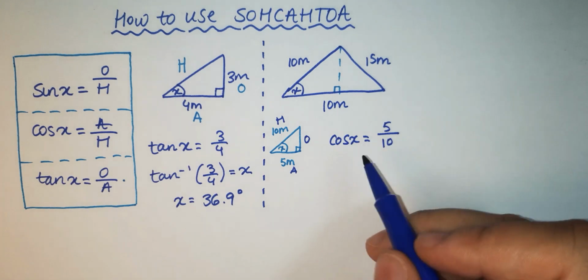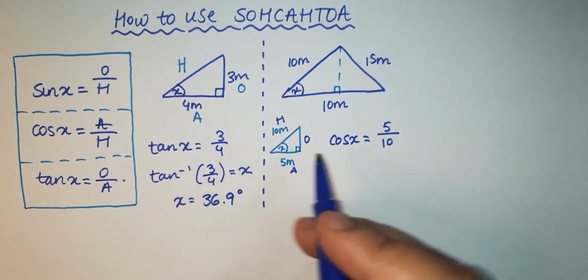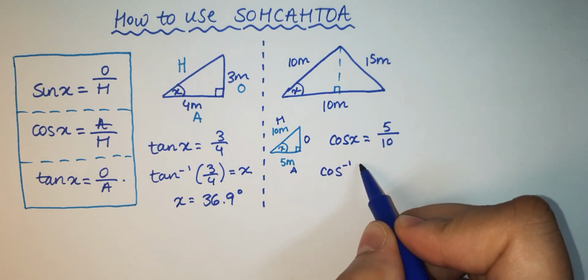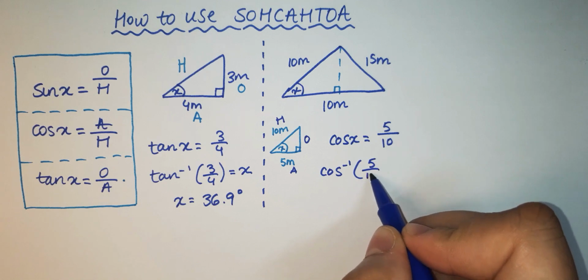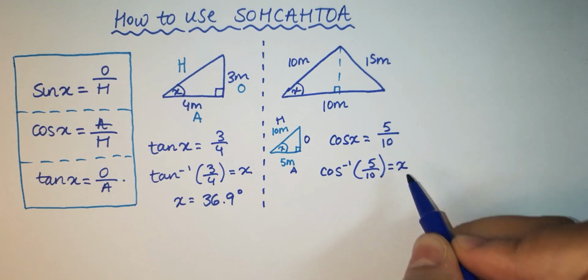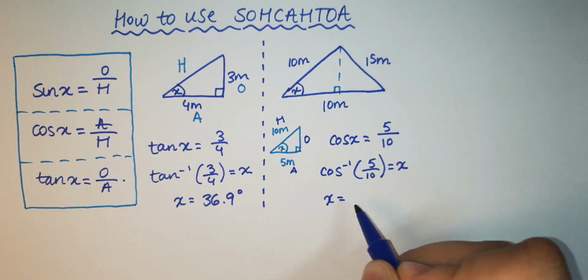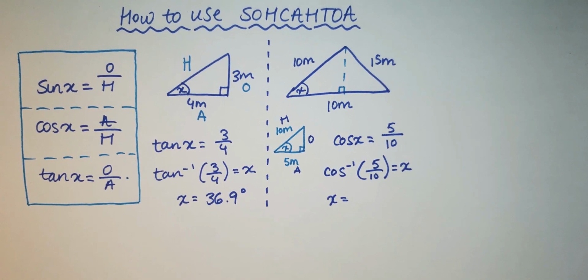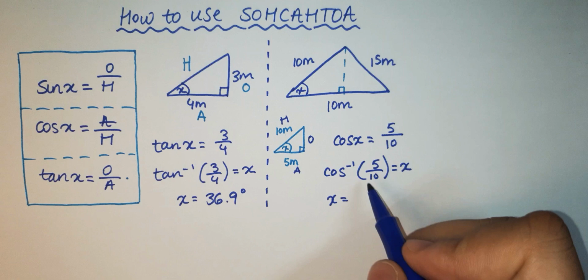Now, in order to find out the value of x, as we did here, we need to do the inverse of cos to get our x value. And in this case, if we plug that into our calculator, we will get a value of 60 degrees.